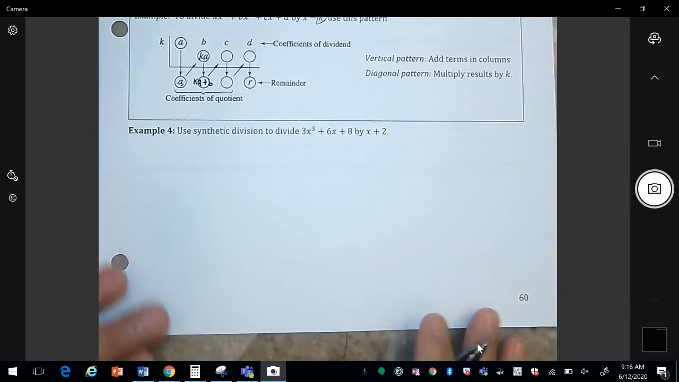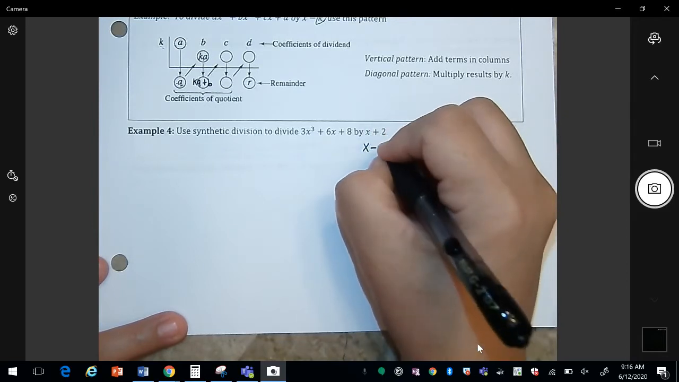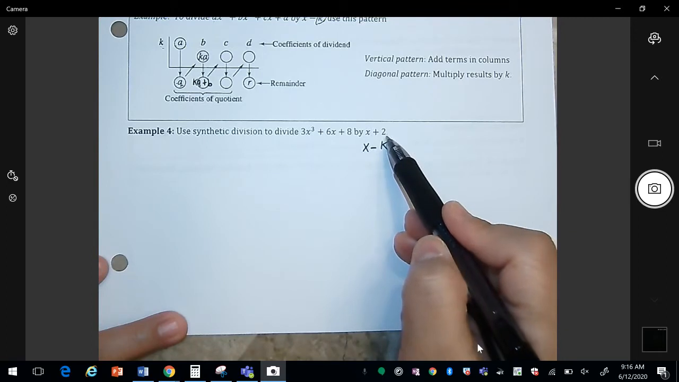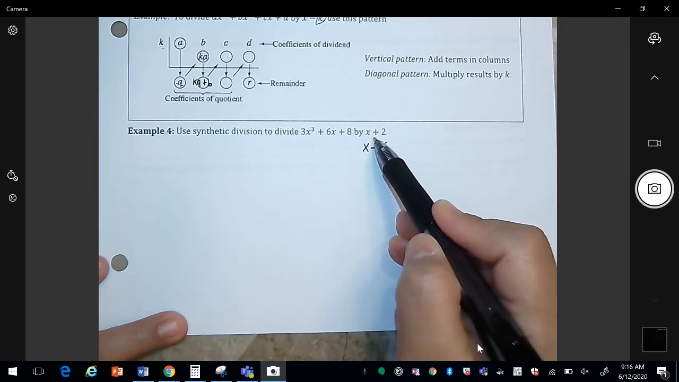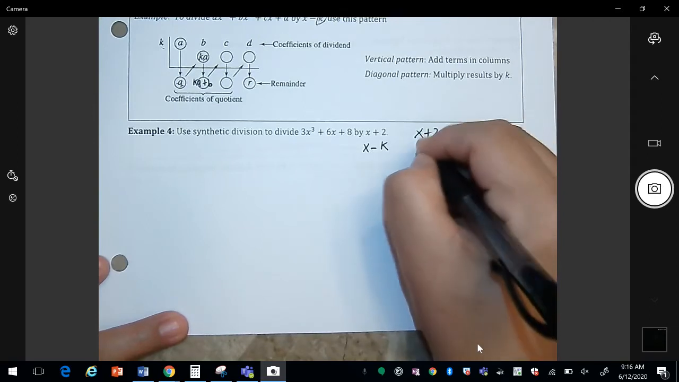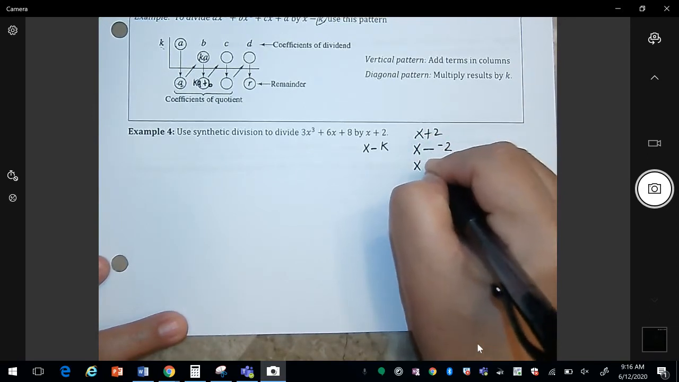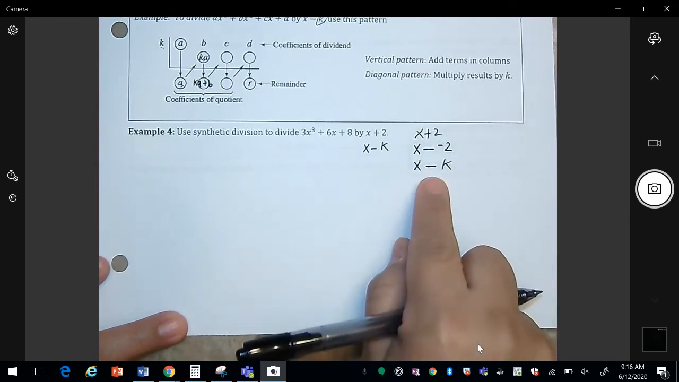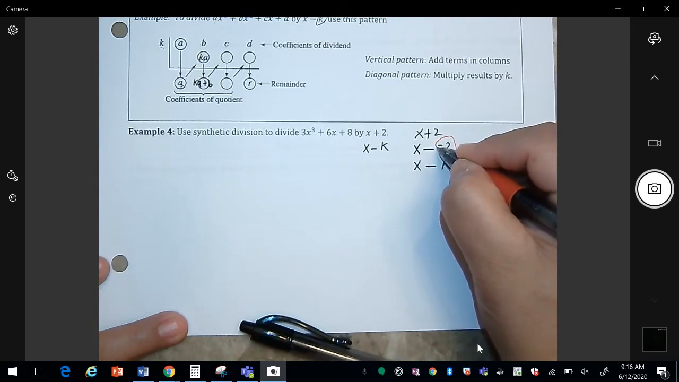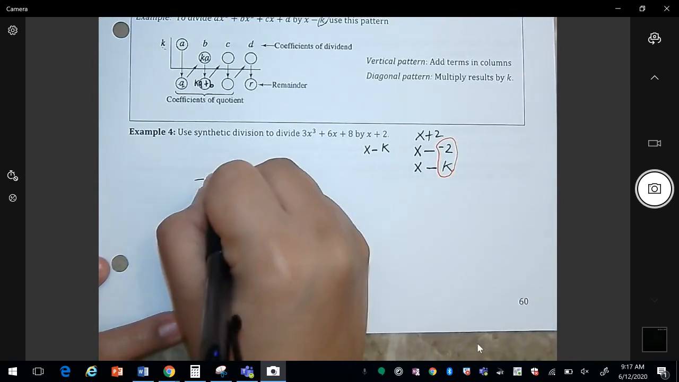So for example, first make sure that your divisor is in the form that we need. Notice we have an x and then a plus, but we should have a negative. So this x plus 2, we can rewrite as x minus negative 2. Now it looks like the form that it should be. That means that your k is negative 2, so we're going to have a negative 2 on the outside.